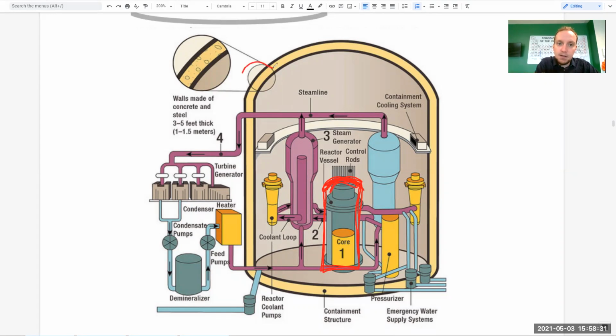And then notice, like it says right here, we're going to have walls made of concrete and steel, typically 3 to 5 feet thick. So if this doesn't hold, and this is ruptured, say in the event of a catastrophe, then the radiation may escape, but it should be blocked and held in by this concrete containment dome. So everything else, like I said, is pretty much the same. I just wanted to show you some of the protection mechanisms that go into operating nuclear power in a safer way.